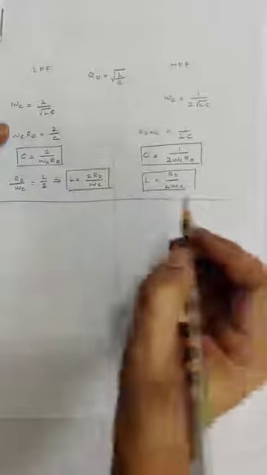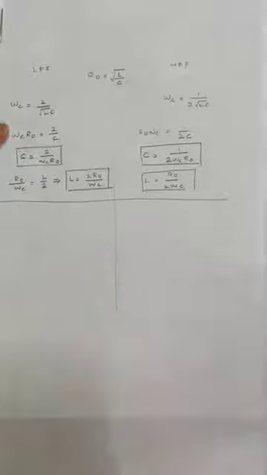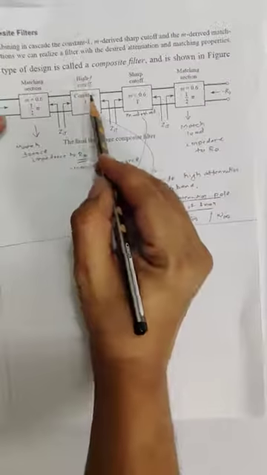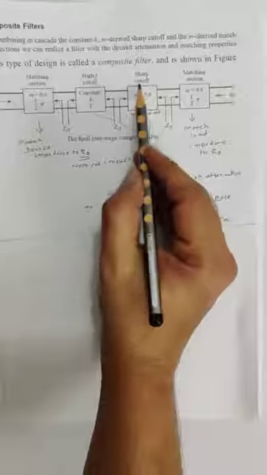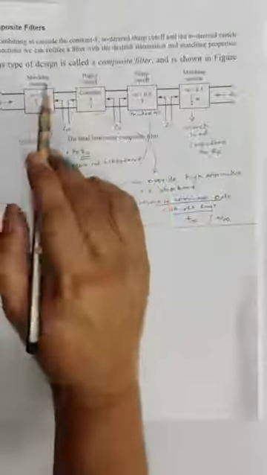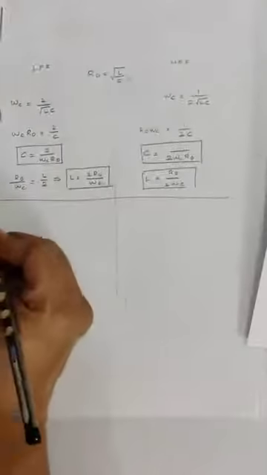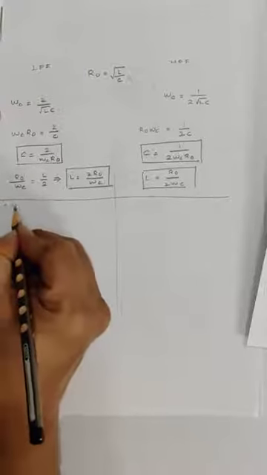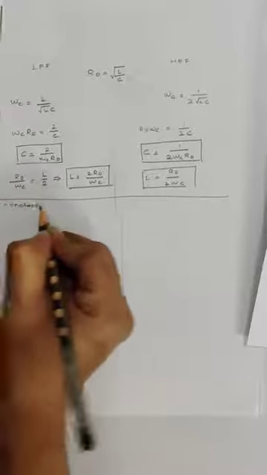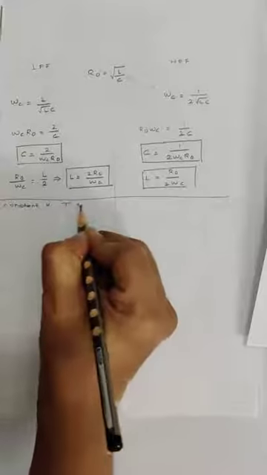We'll derive these four sections present in the composite filter. Just I will revise the thing. You have constant KT section, then you have a M derived section, and then matching section. They will be the mirror image of each other. So I will proceed for the constant K section. So now constant K T section.